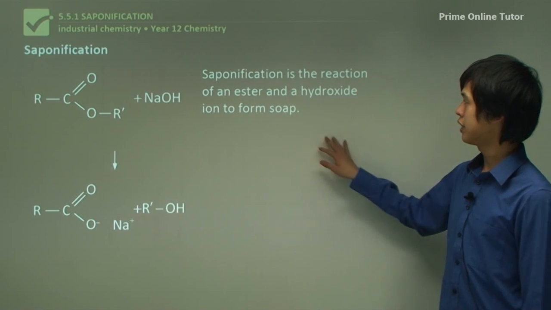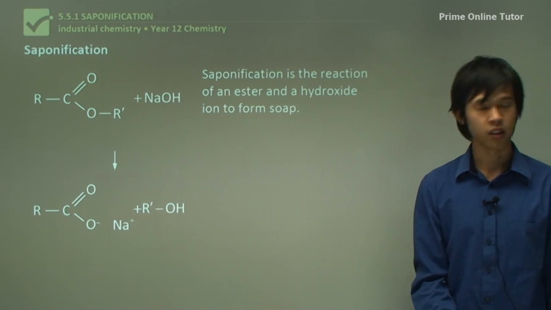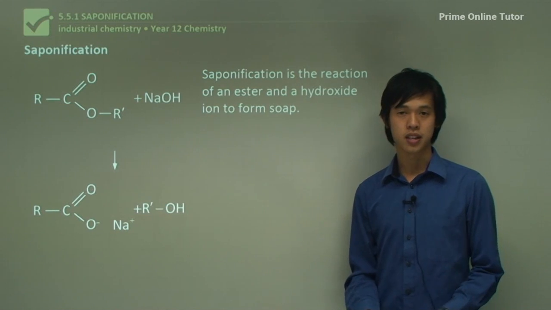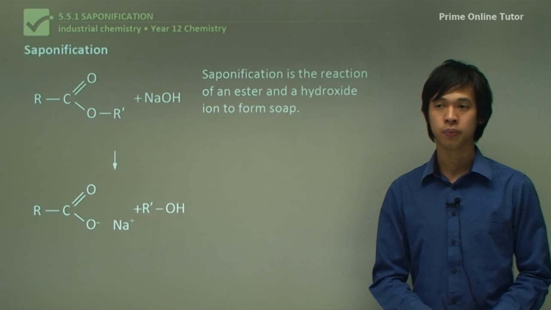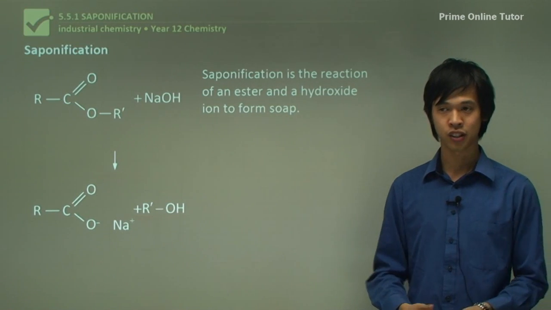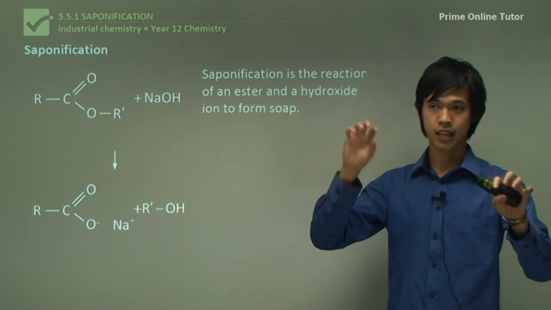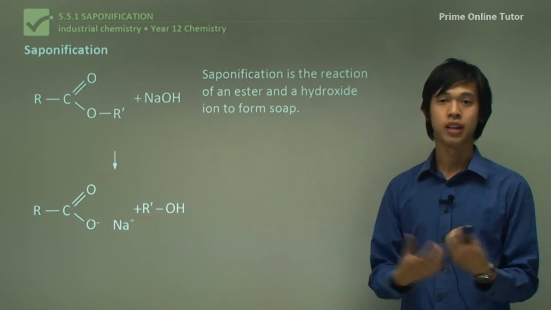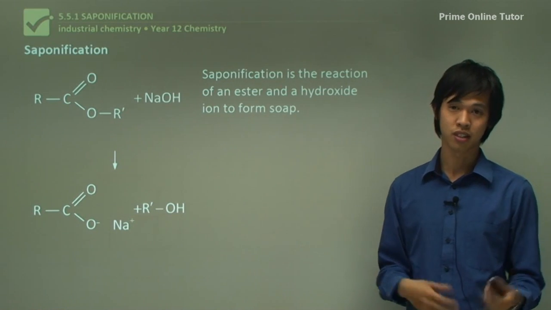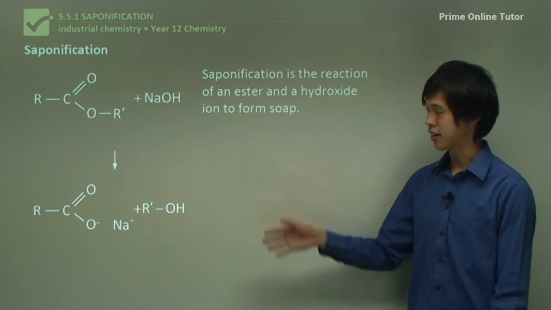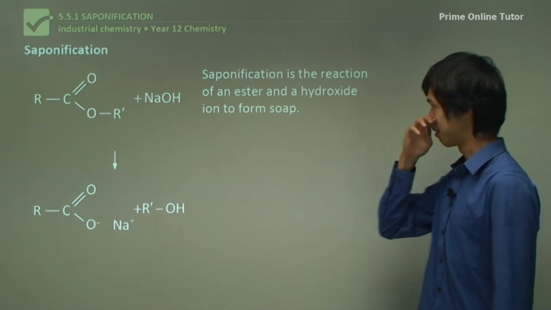Saponification is the reaction of an ester and hydroxide ion to form soap. Another word for this process is transesterification. So we're going back in the opposite direction to esterification. Remember, in esterification we looked at sulfuric acid turning an acid and an alkanol into an ester. Now we're going the opposite way, breaking an ester using sodium hydroxide, which is a base compared to sulfuric acid, and turning it into an acid and an alkanol as well.